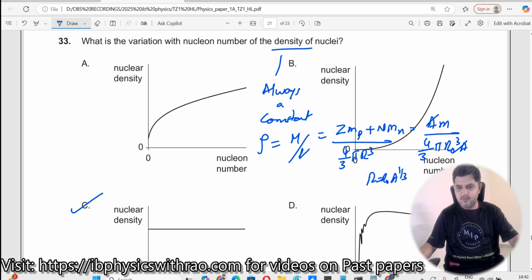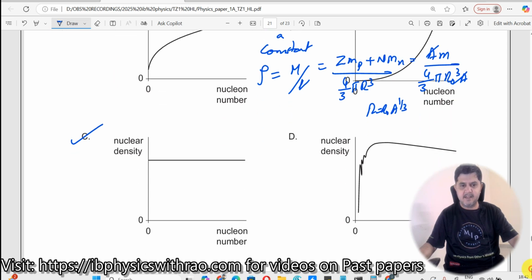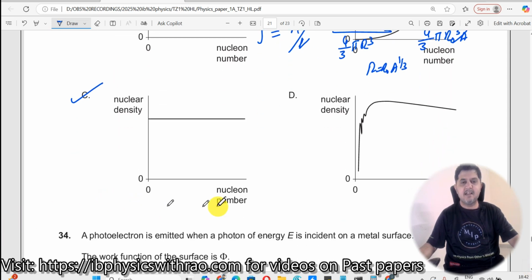Let's move this one forward. This one, as you see, the nucleon number keeps on increasing. The nuclear density is not variant. It is seen to be a constant. Thus, C is the right answer.